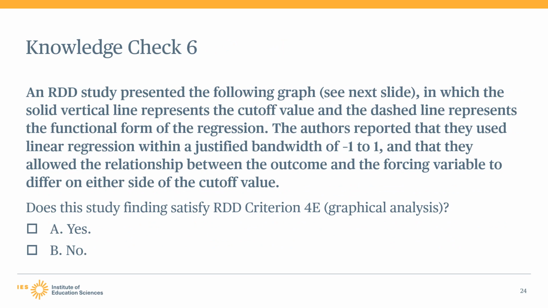Knowledge check 6. An RDD study presents the graph shown on the next slide. The authors reported that they used linear regression within a justified bandwidth of -1 to 1, and that they allowed the relationship between the outcome and forcing variable to differ on either side of the cutoff. Based on this graph, does this study finding satisfy RDD criterion 4E? Your choices are A, yes, or B, no.